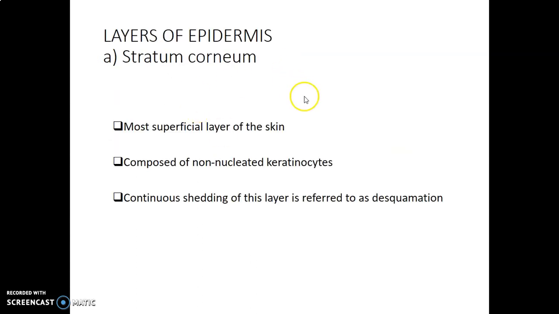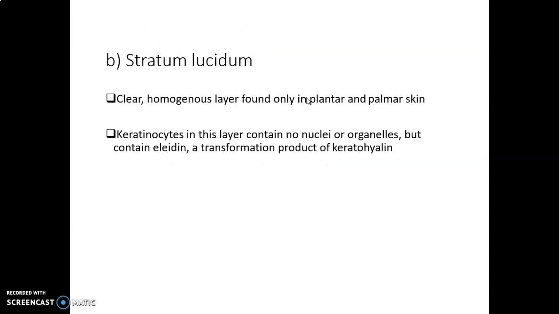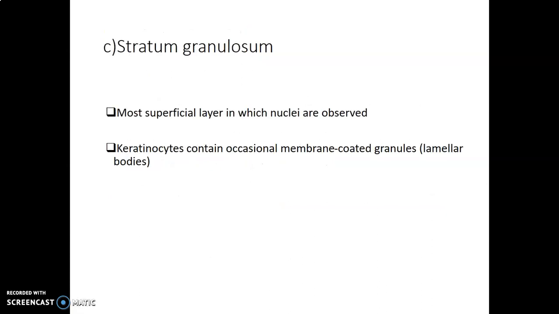Then we go to the stratum granulosum, which is the most superficial layer where nuclei are usually seen. Remember, we've said the nuclei and organelles are in the stratum germinativum, or basal. As the cells migrate towards the stratum corneum, they lose the organelles and the nuclei. So the most superficial layer with nuclei present is the stratum granulosum. And the keratinocytes here usually contain occasional membrane-coated granules, which we call the lamellar bodies.